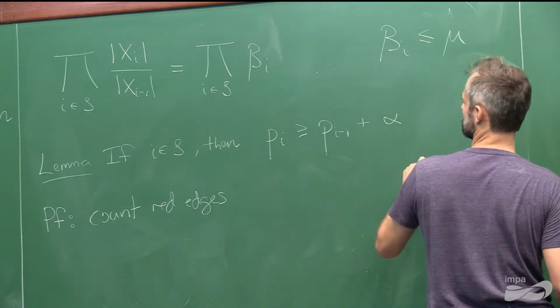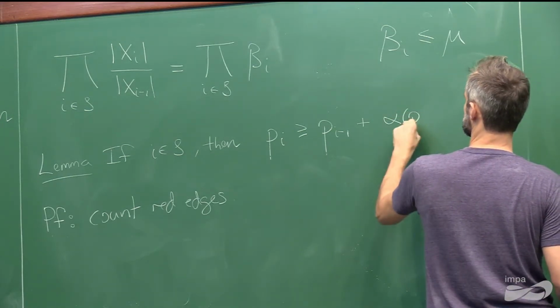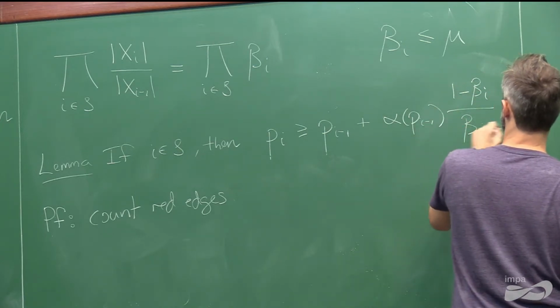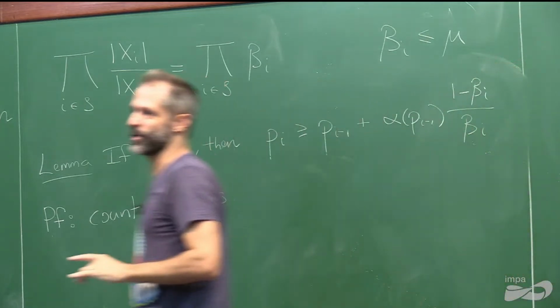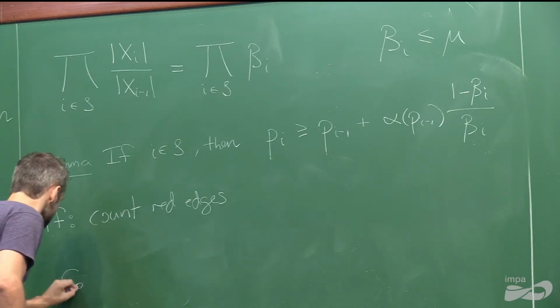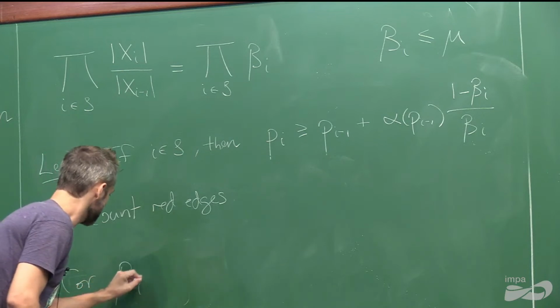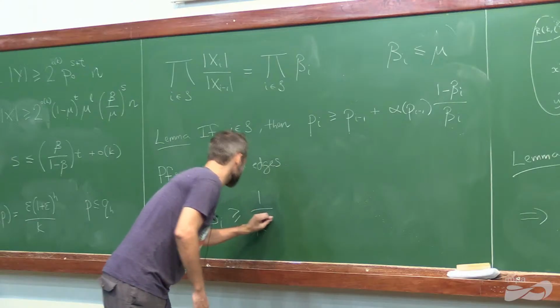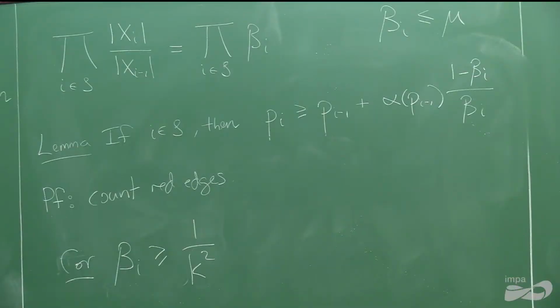And then some tiny error. Maybe I'll just ignore the tiny error completely. Okay. So in particular, what does it imply? So, corollary: beta_i is at least whatever makes that thing less than 1. So like 1 over k squared, for example. So that's some silly lower bound.